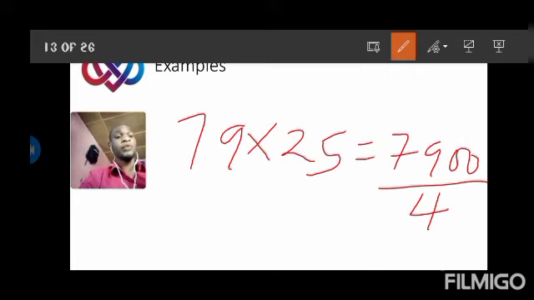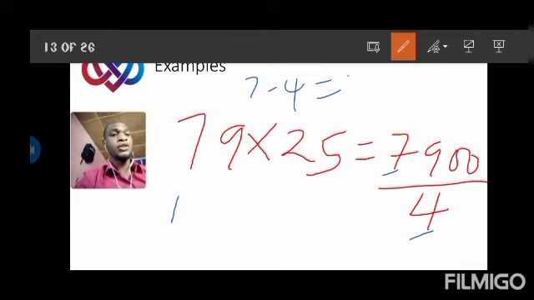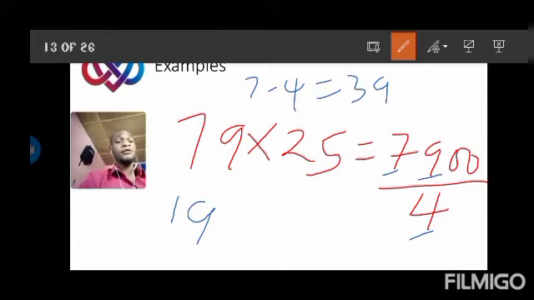So let's start dividing. 4 can go in 9. How many times? 2. 4 times 2 is 8. 9 minus 8 is 1. Then I bring the 0 at the back of this 1. So what do I have? How many times can 4 go in 10? 2 times, because 4 times 2 is 8.